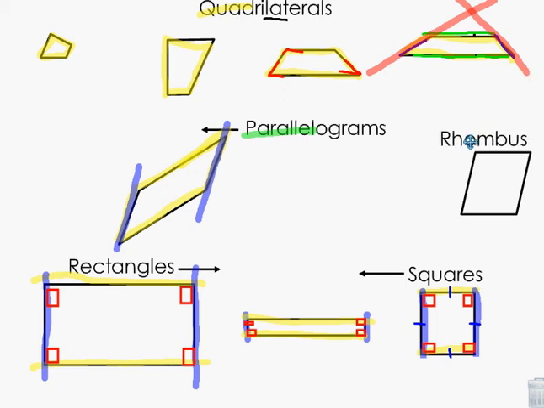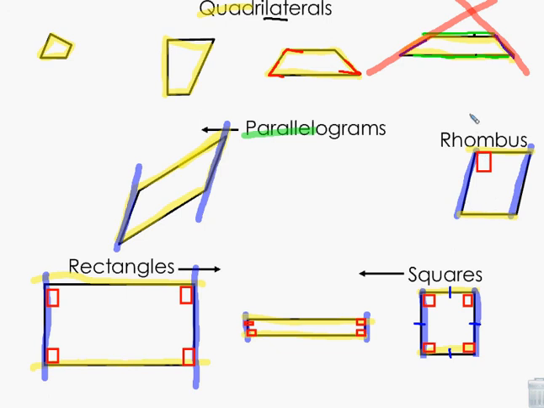A rhombus is a parallelogram. It has opposite sides that are parallel. They will never touch. But a rhombus is not a rectangle because it doesn't have square corners. Notice those squares don't fit in there. However, can you tell what a rhombus does have?